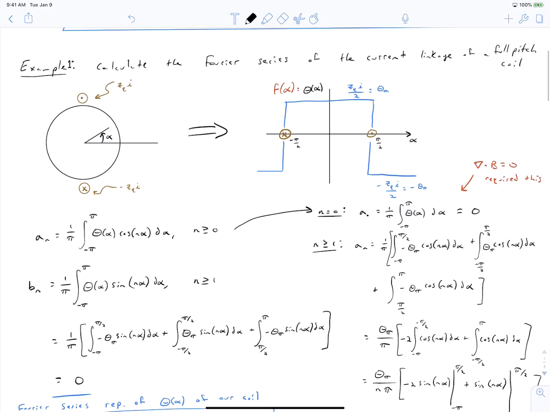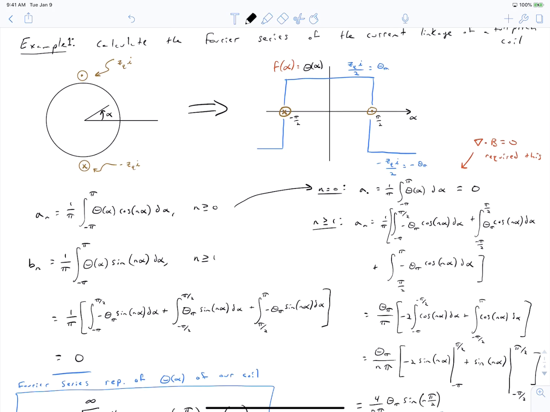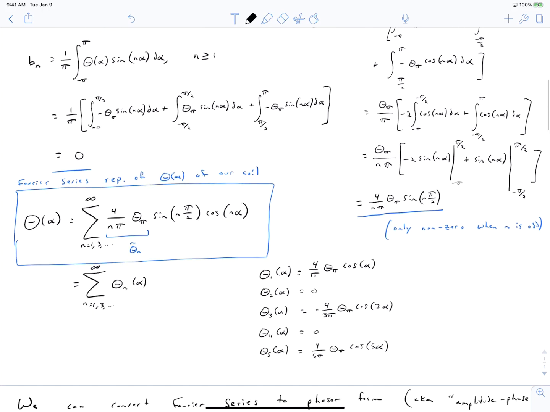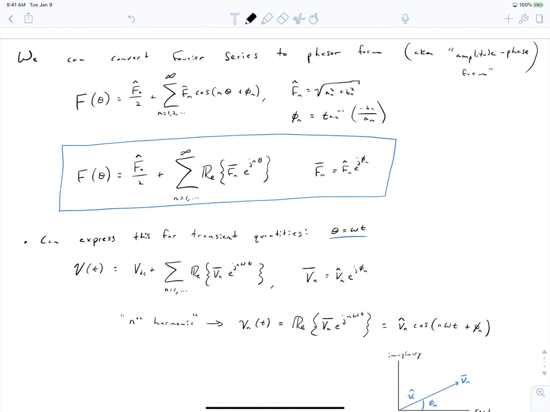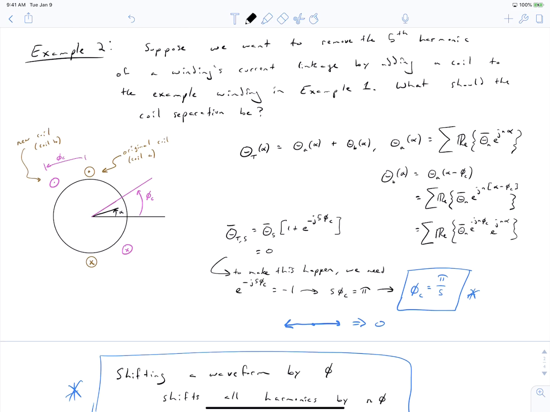So that concludes this video. In summary, we've reviewed the Fourier series. We've worked an example showing how to calculate the Fourier coefficients for a square wave, which happen to correspond to the current linkage of a full-pitched coil. We then talked about how to convert the Fourier series into phasor form so that we can talk about individual harmonics in our comfortable phasor notation. And we use this to study adding an additional coil to a winding to cancel out an individual harmonic. And as we get into winding design, we're going to be playing these kind of games where we look at the spacing between coils to fine-tune the harmonics of our current linkage or our back EMF.